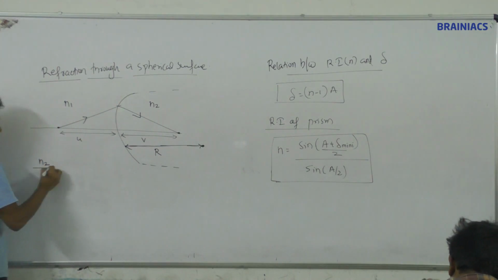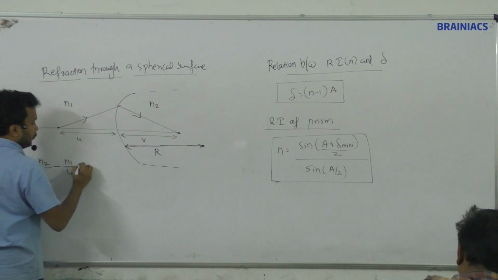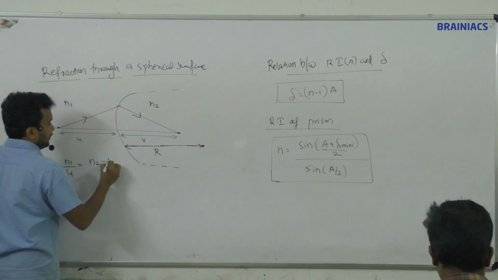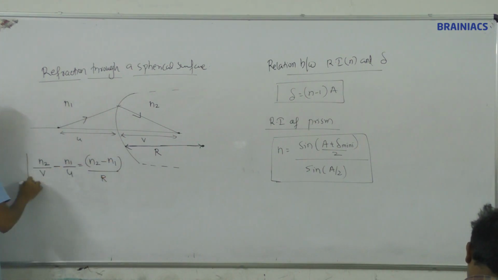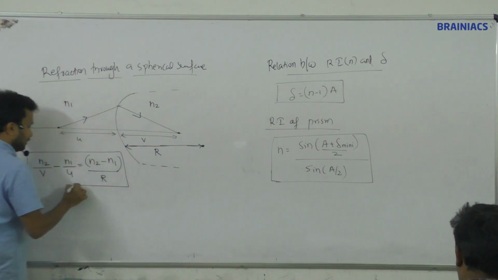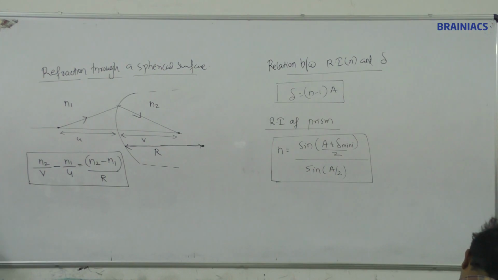Here one formula is applicable. That formula is n2 divided by v minus n1 divided by u equal to n2 minus n1 divided by r. R is the radius of curvature. Depends upon the question. We will do some questions for this case, then it will be clear.